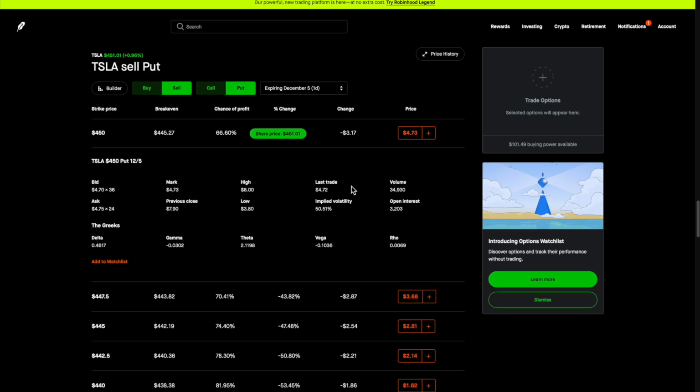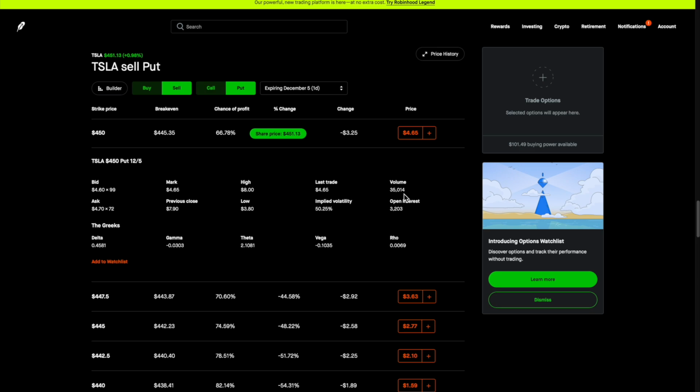Then we're going to go over to volume and open interest. Open interest is how many contracts exist now. Volume is how many contracts are being traded today, and this has a very high volume. So if you were trading options, this would be a good place to trade options because the volume's so high, you would have no problem getting your option either sold or bought very quickly.